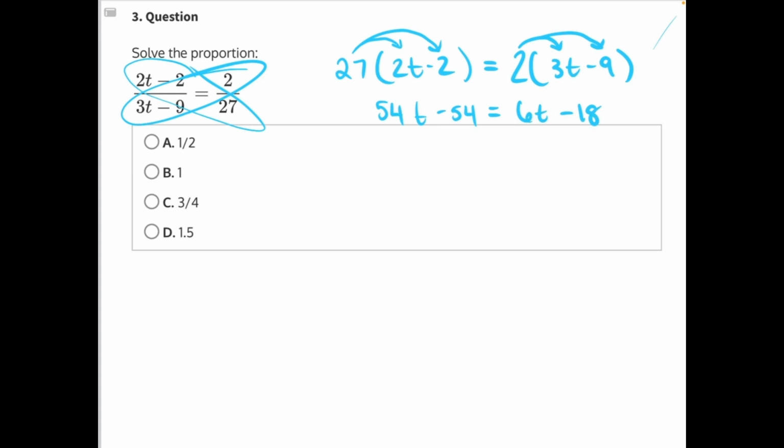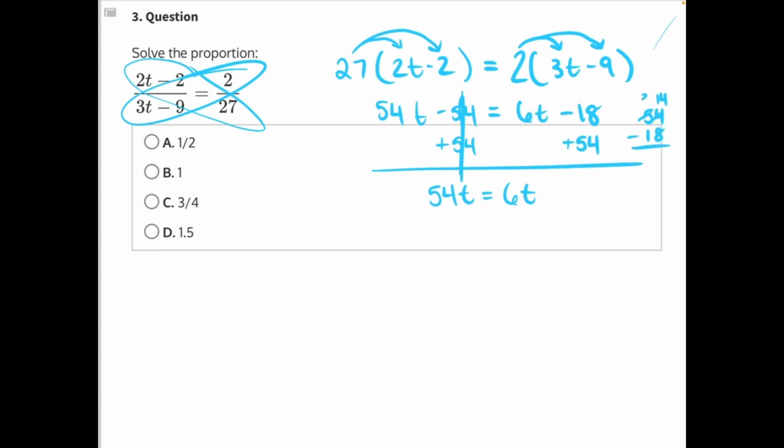Let's start with this 54. 54 is being subtracted, so the opposite of that would be to add 54 to both sides of the equation. The 54's here will cancel, leaving us with 54t equals 6t, and then adding to a negative is the same thing as subtracting a positive. So this is the same thing as 54 minus 18.